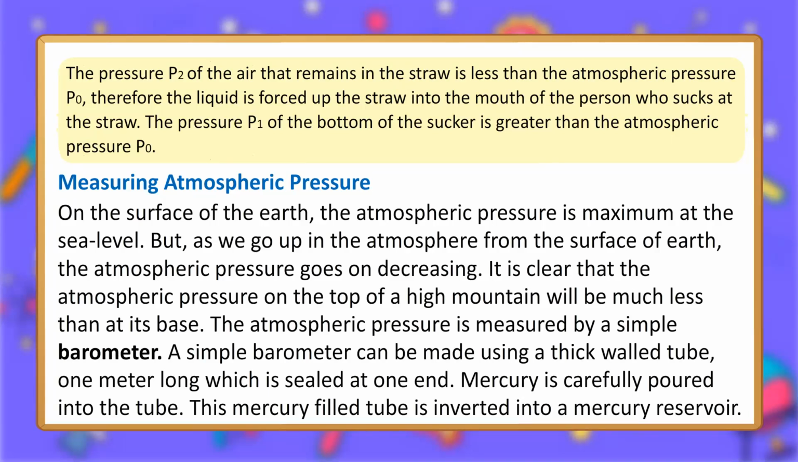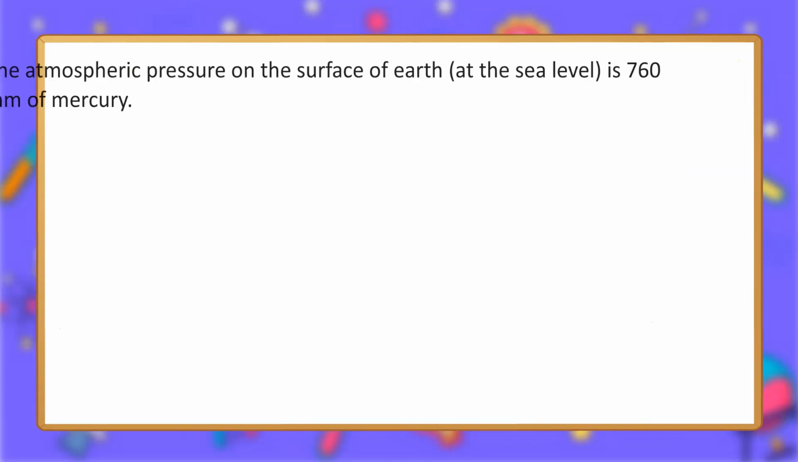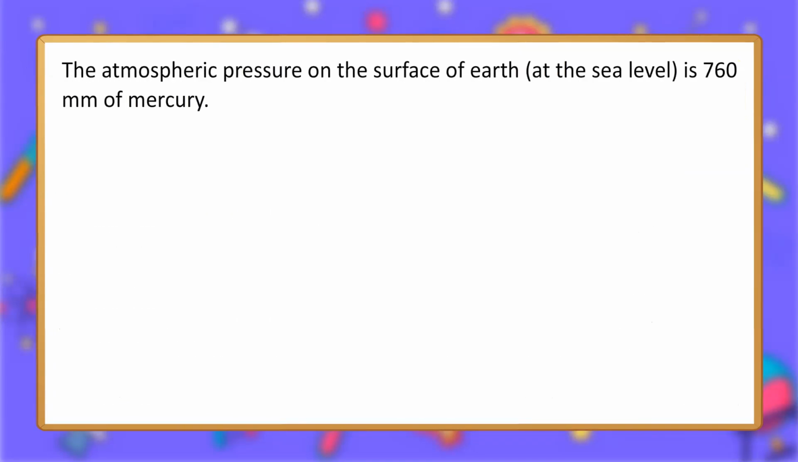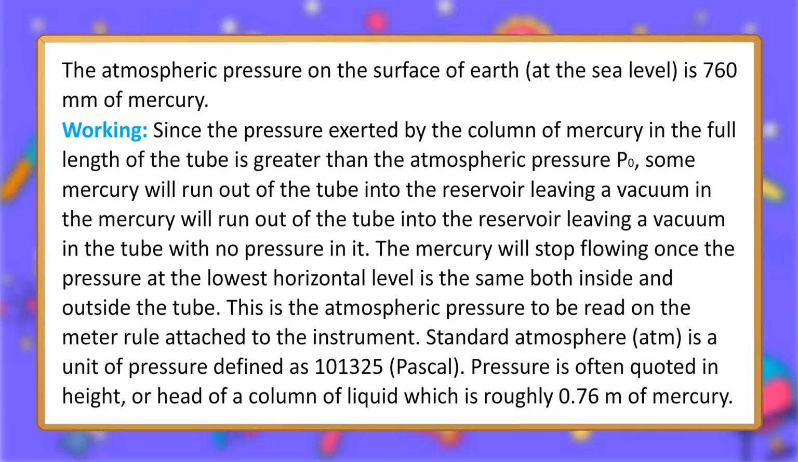The atmospheric pressure is measured by a simple barometer. A simple barometer can be made using a thick-walled tube, 1 meter long, which is sealed at one end. Mercury is carefully poured into the tube. This mercury-filled tube is inverted into a mercury reservoir. The atmospheric pressure on the surface of Earth, at the sea level, is 760 millimeters of mercury.